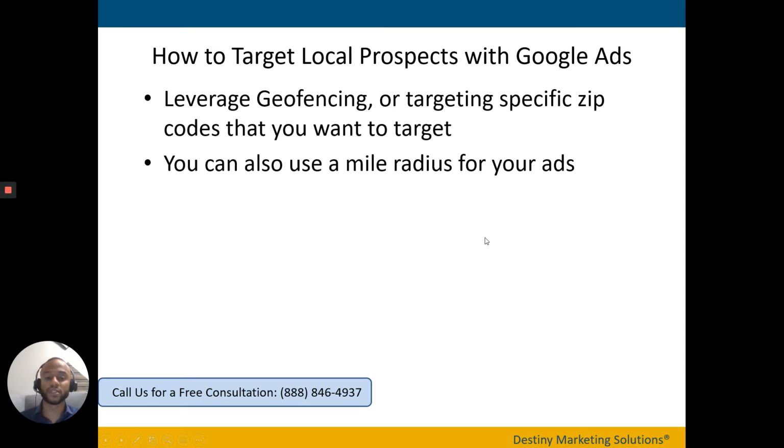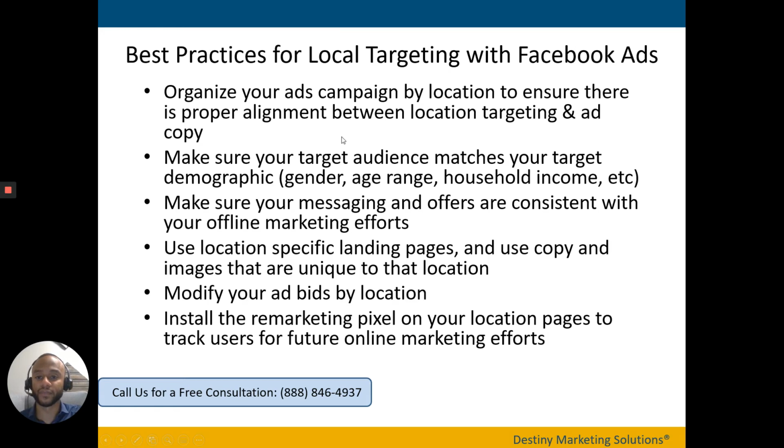So targeting prospects with Facebook ads is going to be very similar to Google ads. You're going to leverage geofencing, and you're going to target specific zip codes that are beneficial for your restoration business. Similar to Google ads, you can also use a mile radius from your office location. So if you know that typically you drive no more than 30 miles for a job from your office, then that's the radius that you would target with your Facebook ads.